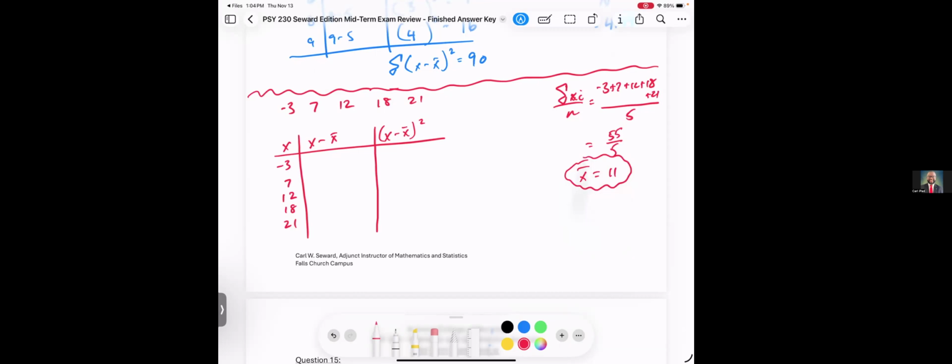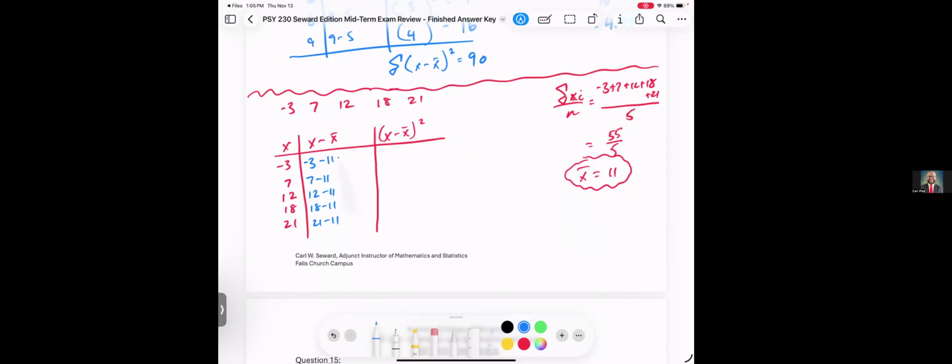I'm going to give this a thought cloud because I'm not finished with all my work. I like giving boxes around my work, thought clouds while I'm in the process. So now I'm going to change the color for clarity. -3 minus 11. 7 minus 11. 12 minus 11. 18 minus 11. 21 minus 11. And if you notice, scholars, I write out the arithmetic before I actually do the arithmetic. I'm not trying to move too fast. It'll be okay.